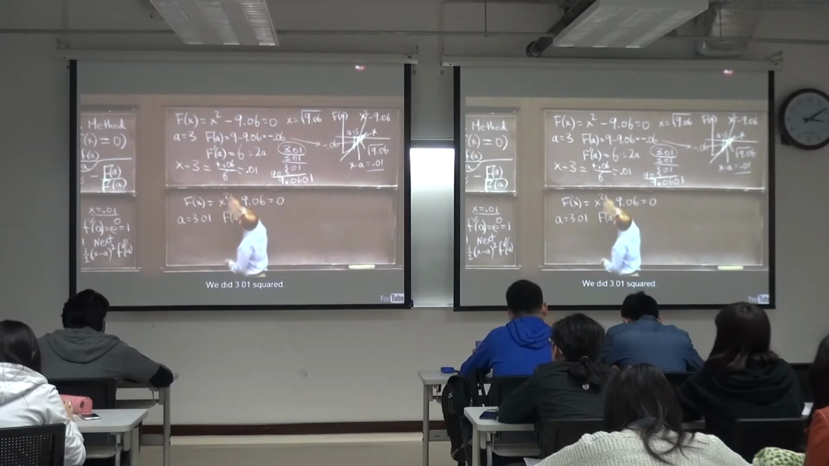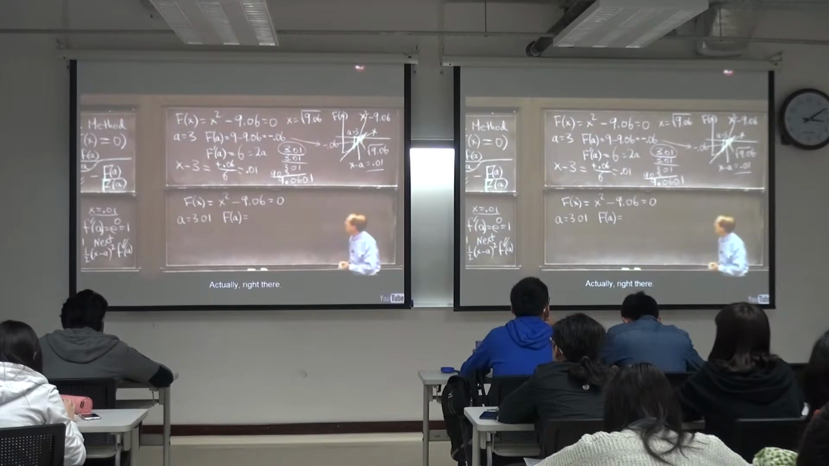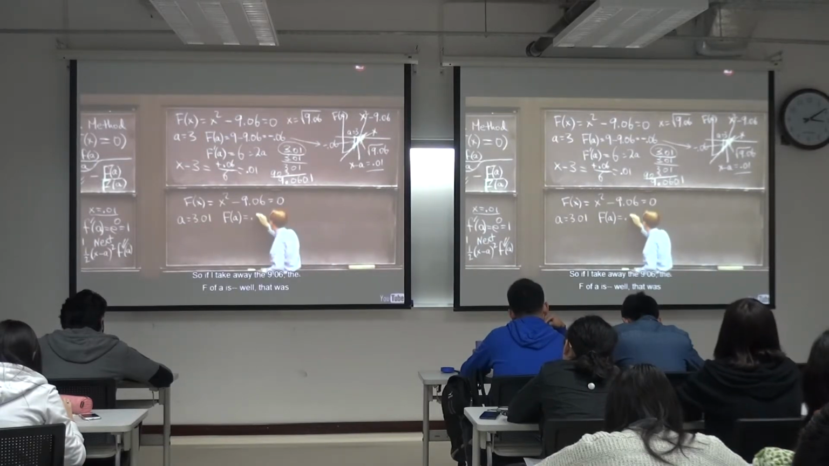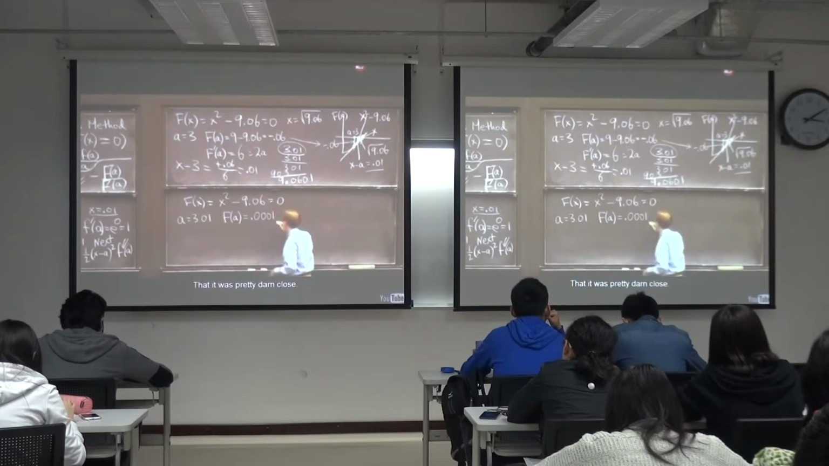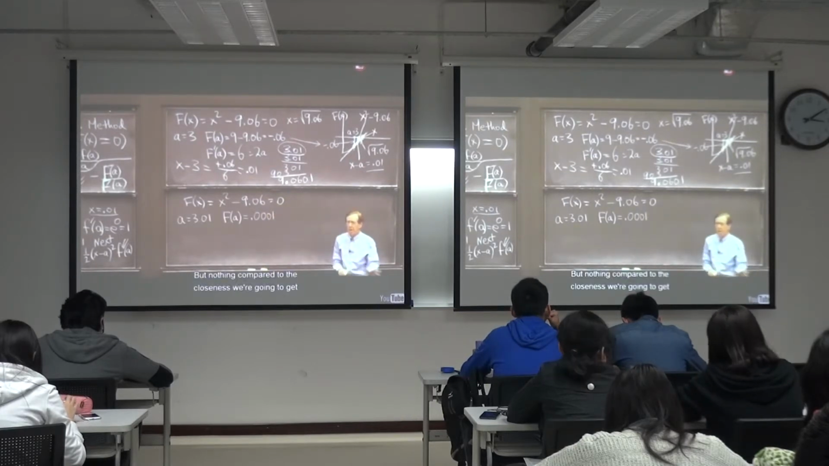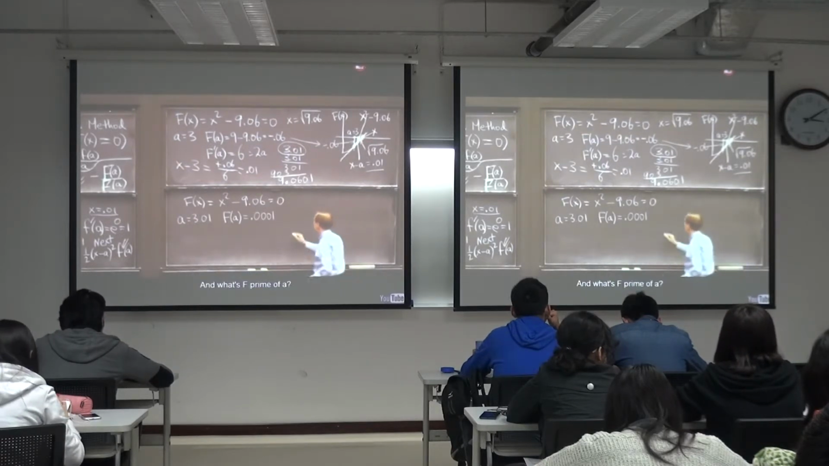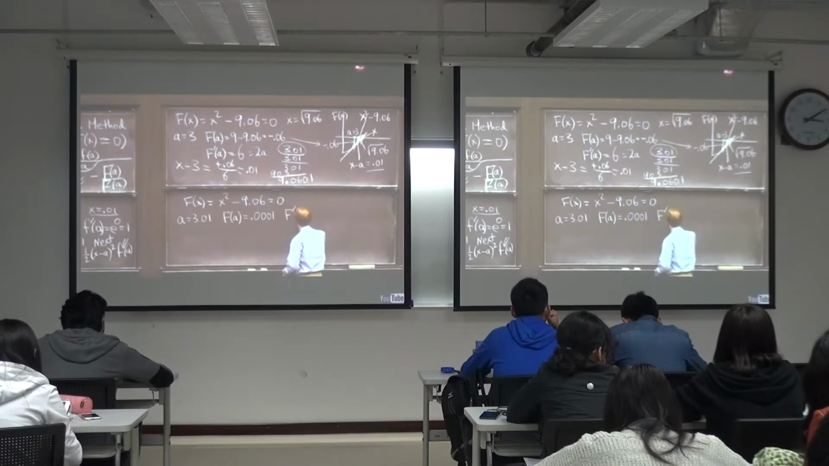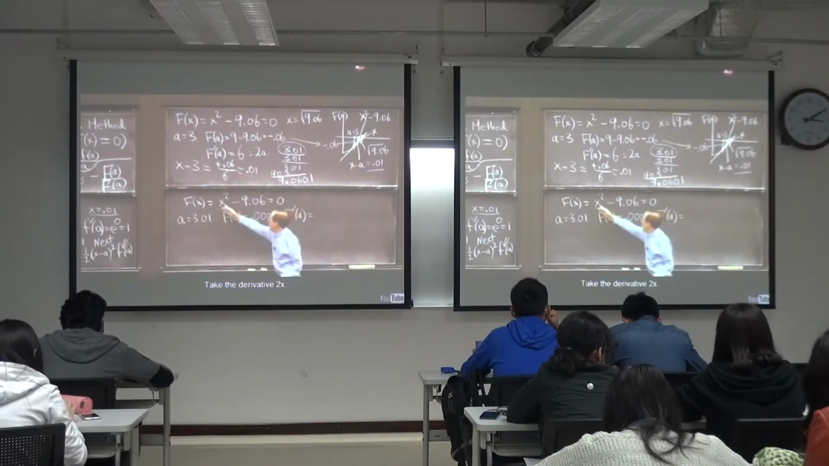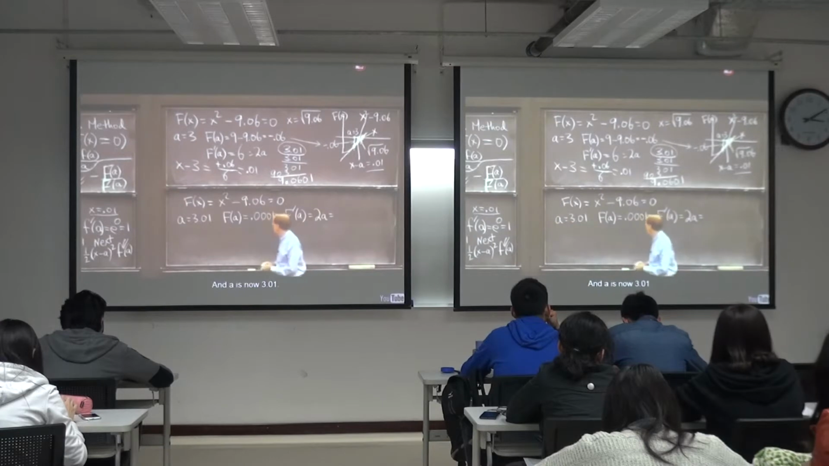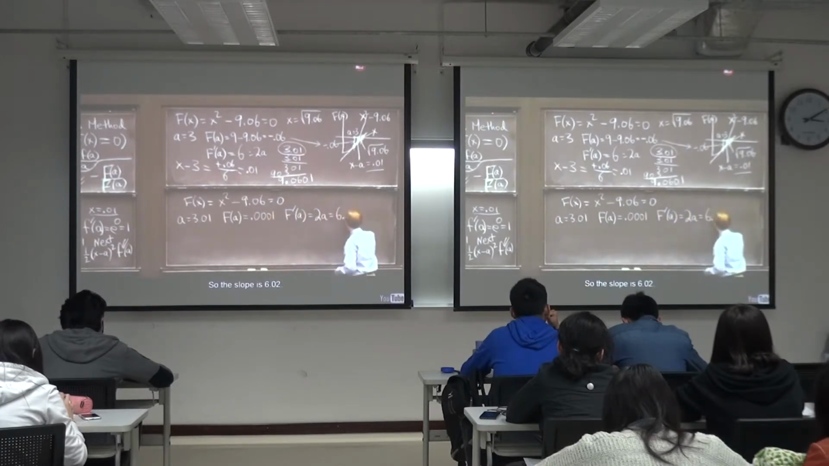We did 3.01 squared actually right there. So if I take away the 9.06, the f of A is, well, that was the whole point, that it was pretty darn close. But nothing compared to the closeness we're going to get at the second term. Okay, and what's f prime of A? Take the derivative 2x. At the point A, it's 2a. And A is now 3.01, so the slope is 6.02. You see what I'm doing.